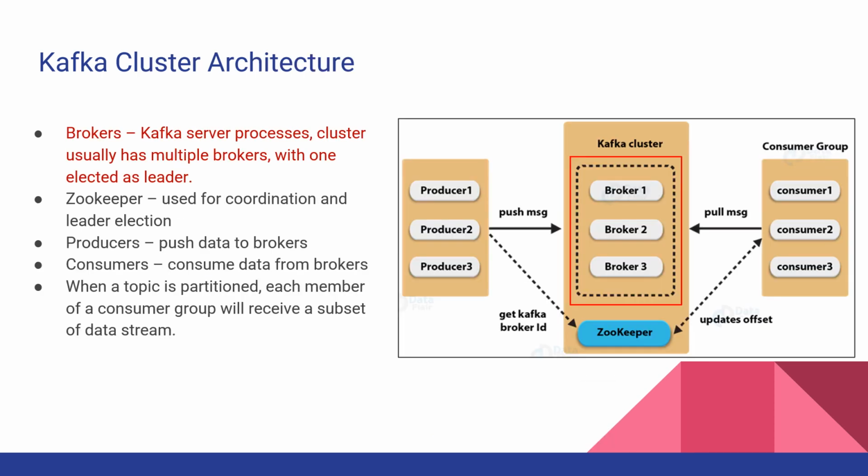A Kafka cluster consists of one or more brokers that distribute, load balance, and persist streaming data. Zookeeper is used for inter-broker coordination and leader election. Producers push data to the brokers. Consumers receive data from the brokers. A topic can have one or more partitions, allowing each member of a consumer group to process a subset of the data stream. This is great for parallel processing.